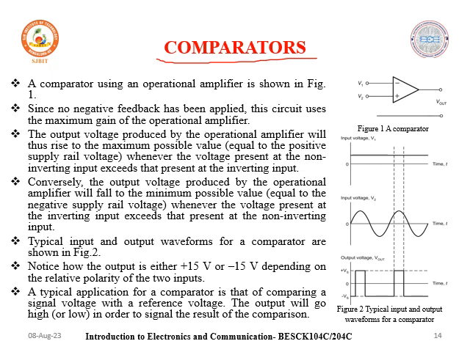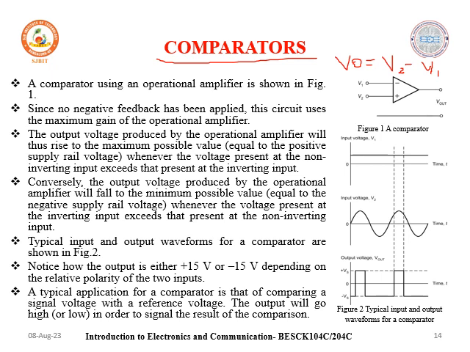Since no negative feedback has been applied, the circuit gets the maximum gain of the operational amplifier. The output voltage produced by the operational amplifier will rise to the maximum possible value, because Vout is V2 minus V1. Whenever the voltage at the non-inverting input exceeds that at the inverting input, that is V2 is greater than V1, we get a positive output. The output voltage will fall to the minimum possible value, equal to the negative supply, whenever the voltage at the inverting input exceeds that at the non-inverting input.